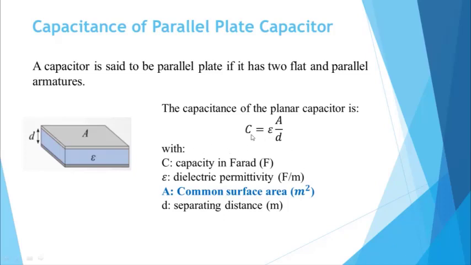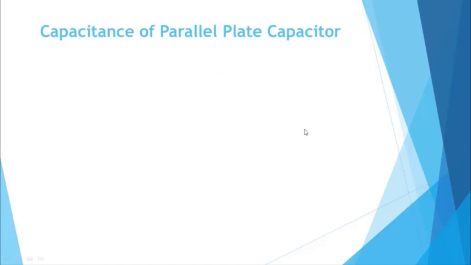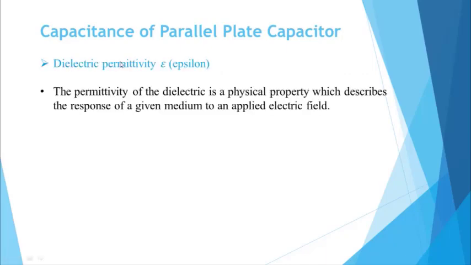Note that the unit of the capacitance in this formula is farad, that of the area is meter squared, that of the distance is meter, and that of this constant here is farad per meter. What is this constant, or the third factor that is affecting the capacitance? This factor is called the dielectric permittivity, which is given by this letter and pronounced epsilon.